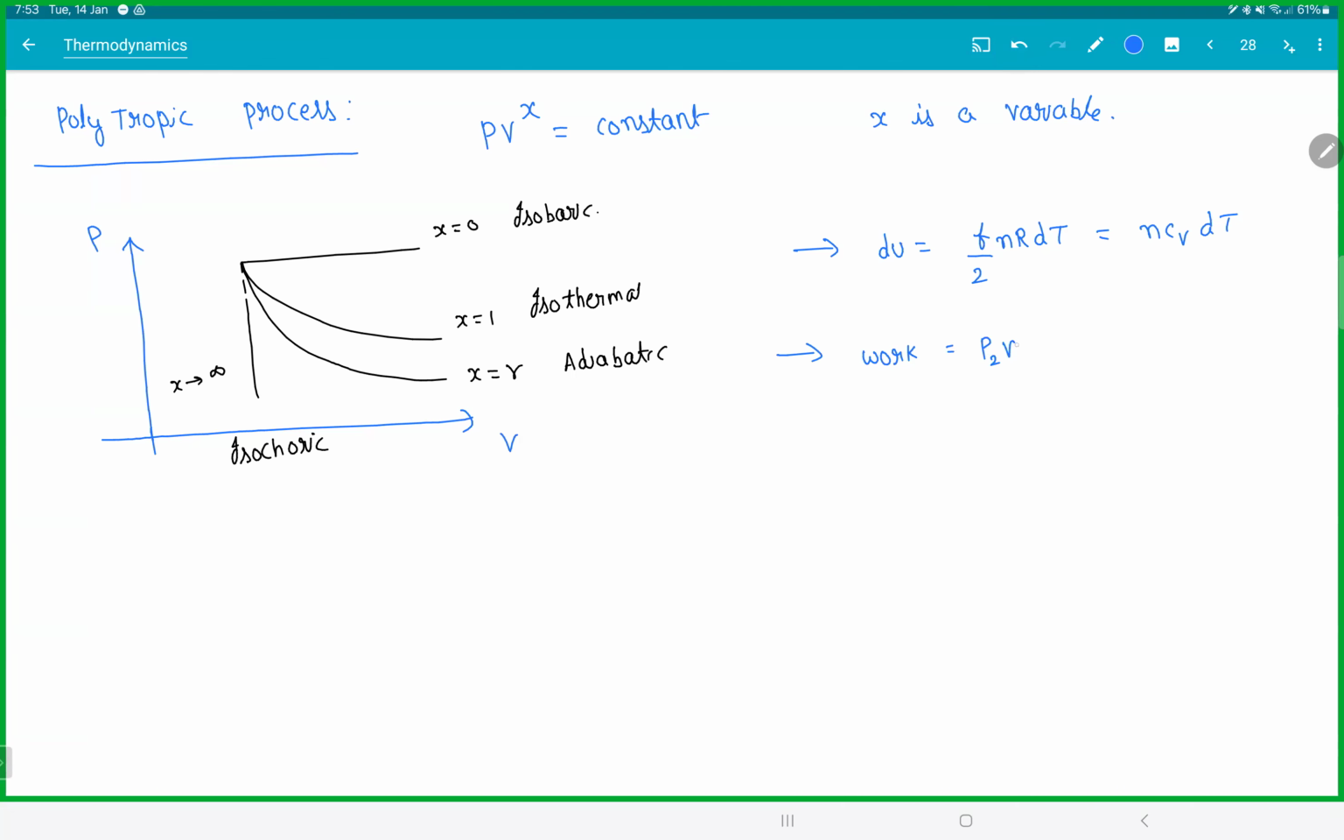So work done will be (P2V2 minus P1V1) by (1 minus x), or nR delta T by (1 minus x). Just be careful, this is not valid for x not equal to 1. For x equal to 1, it becomes an isothermal process. The formula becomes nRT ln(V final by V initial).